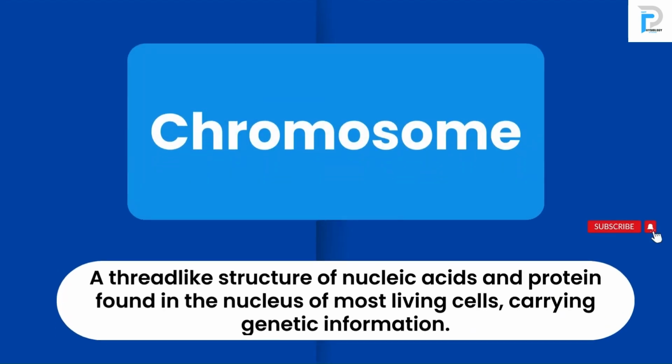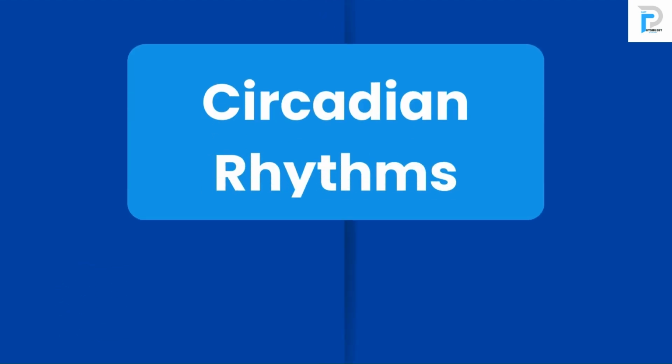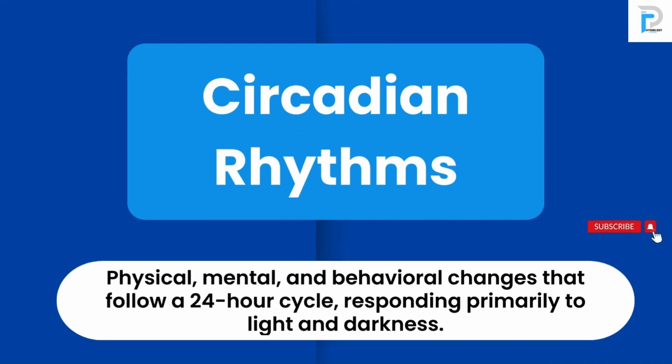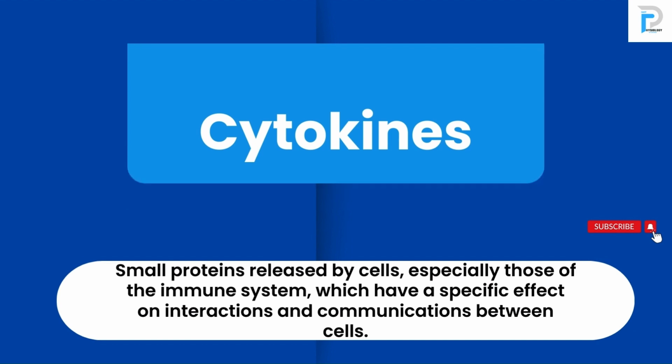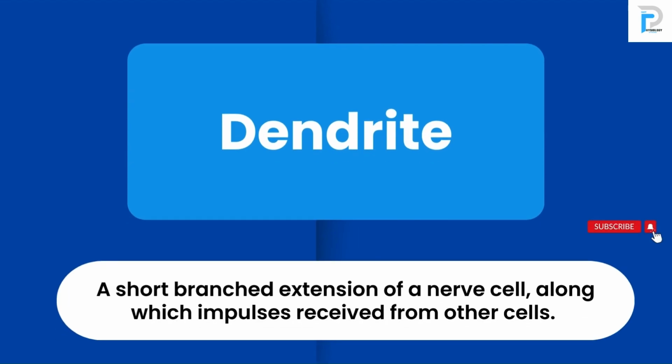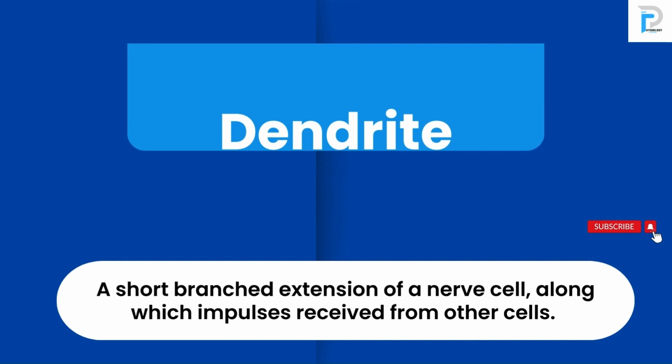Chromosome: a thread-like structure of nucleic acids and protein found in the nucleus of most living cells, carrying genetic information. Circadian rhythms: physical, mental, and behavioral changes that follow a 24-hour cycle, responding primarily to light and darkness. Cytokines: small proteins released by cells, especially those of the immune system, which have a specific effect on interactions and communications between cells. Dendrite: a short branched extension of a nerve cell, along which impulses received from other cells.